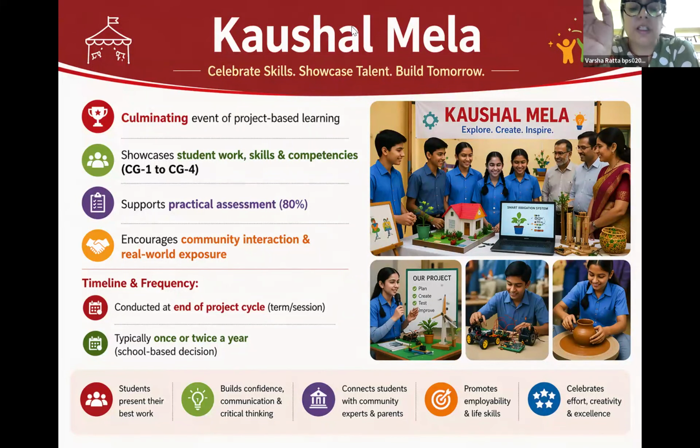Students will present their work. It will help them build confidence, critical thinking, connect with the communities, parents, and promote employability. Very important it is that it promotes employability, right? And celebrate the efforts that are put in by the children and the teachers, right? Because this is some extra work that your teacher and your students are going to do. We move ahead, and I think I am done.